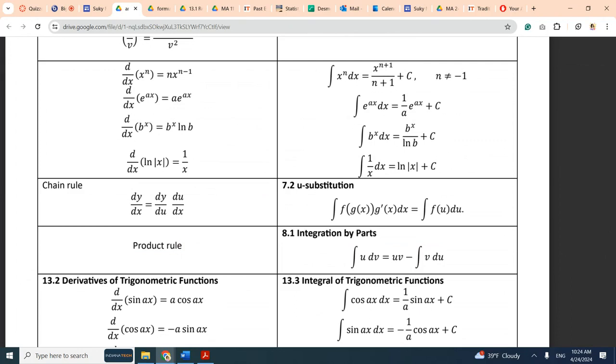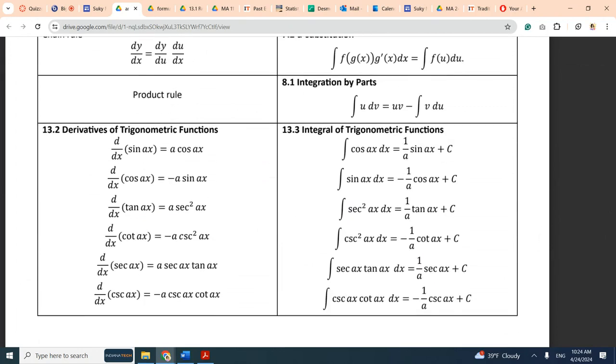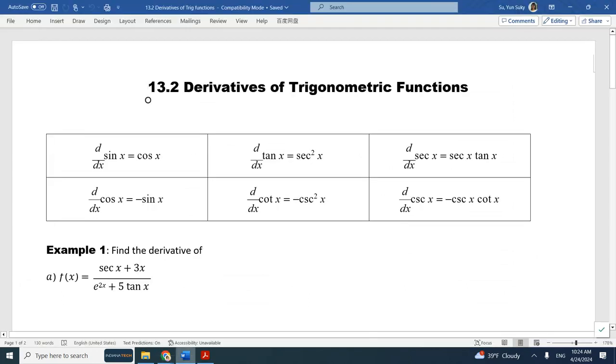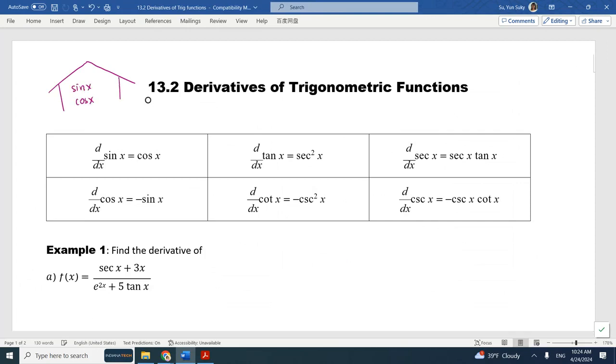And now we have the trig function. Okay, so our list grows. But how do we memorize these formula? I'm going to teach you a trick. The trick is, imagine there's a house and sine and cosine, they are a couple. So sine and cosine live together. Therefore, derivative of sine is cosine. So we can say the wife of the sine is cosine.